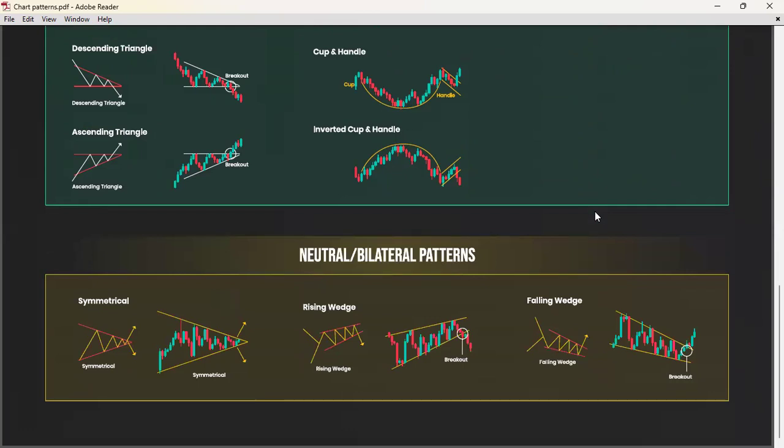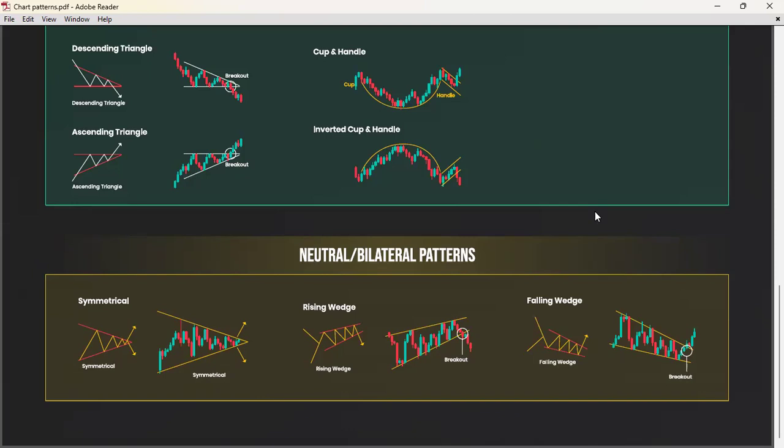And that is what? Neutral or bilateral patterns. Neutral means, you know, if something is neutral, it's neither positive nor negative. When it comes to trading or charts or candlesticks, it means that it is neither bullish nor bearish, neither uptrend nor what? Downtrend. You understand? And when you say bilateral, bilateral means two directions. So two ways, two directions.